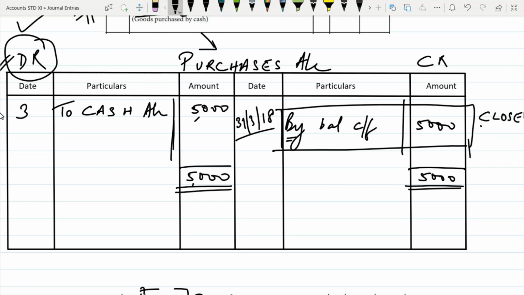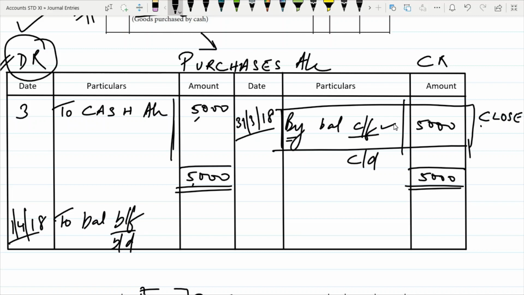Now it has to come as an opening balance. So the open balance will come on the next day. So 1st of April, this is 31st March. Now it will come on 1st of April 2018. Now here it will come as 2, balance brought forward. Now see, since you have written carried forward here, it has to be written brought forward. If you have written carried down, then you have to write brought down. Okay. So since I have written carried forward, I have written brought forward.